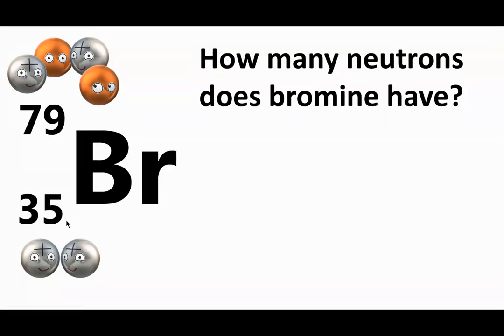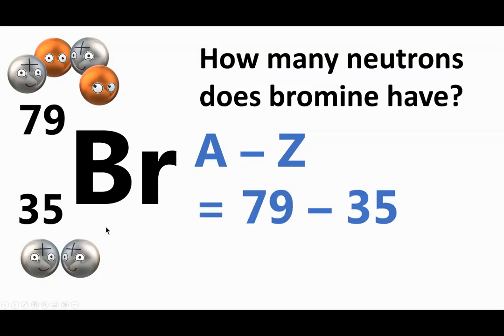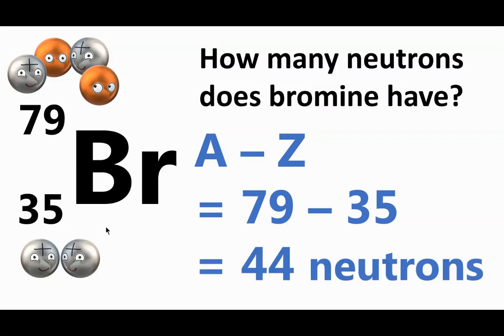Now, how would you do for bromine? So see if you can work it out. And hopefully you'll say, okay, A is the top, subtract the lower number Z, which is 35 from 79, and you should get an answer of 44.